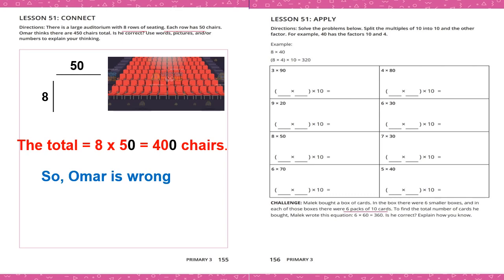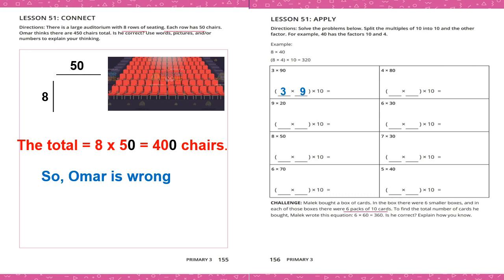Let's start with number 1. 3 times 90. What shall we do here? The first step, we want to split the multiples of 10. The multiple of 10 here is 90. 9 times what equals 90? Sorry, 10 times what equals 90? 10 times 9. So 3 as it is and split 90 into its factors 9 and 10.